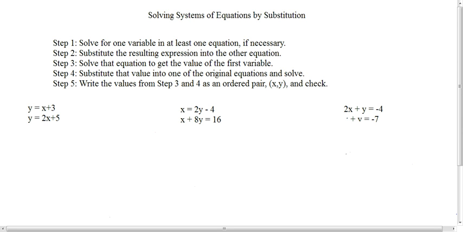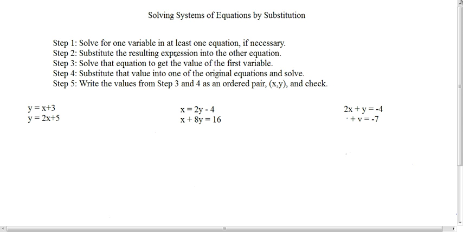On page 390 in your textbook, it gives us 5 different steps that we must follow in order to be successful. Step 1 says to solve for one variable in at least one equation if necessary, and in this case we have y, and think about these literal equations here, guys. y is equal to x plus 3 and y is equal to 2x plus 5 are already solved literally. So all we need to do now is go to step 2.